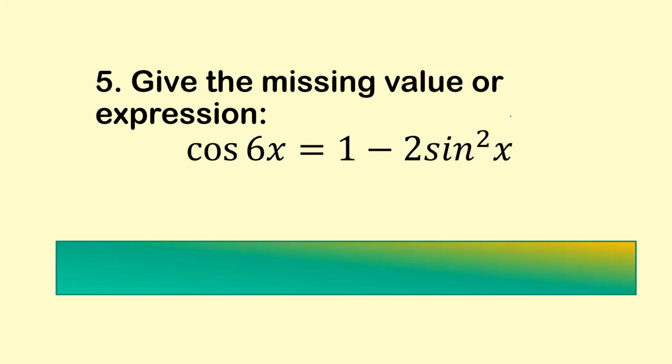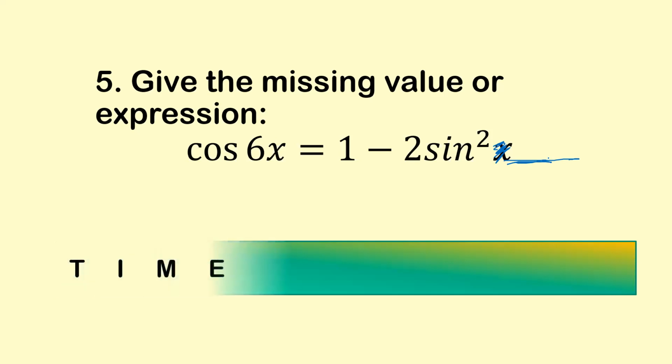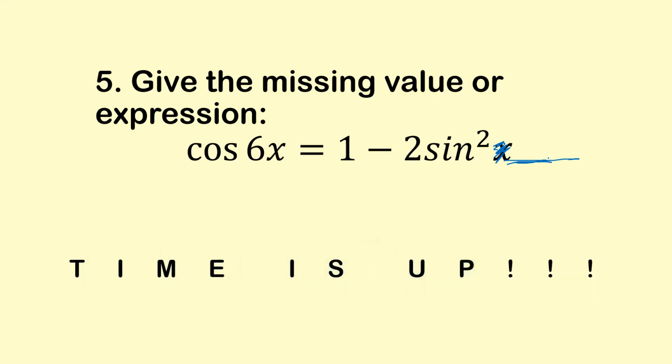Cosine 6x is equal to, wala pala tong blank, no? Where is the blank here? I think this should be blank on this side. Yeah. Sorry for that correction. This is blank. Okay. So what is this? It's coming from the double angle identity. Okay.